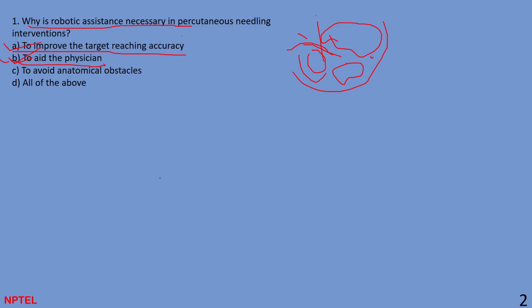So A, to improve target reaching accuracy, is right. B, to aid the physician, yes. And C, to avoid anatomical obstacles. Let's say this is soft tissue, and this is again a soft tissue. The clinician won't puncture this thing, and they can't reach it like this, so they need to puncture this soft tissue, right? So again, to avoid an anatomical obstacle. So the option will be D, all of the above. D is your right answer here.